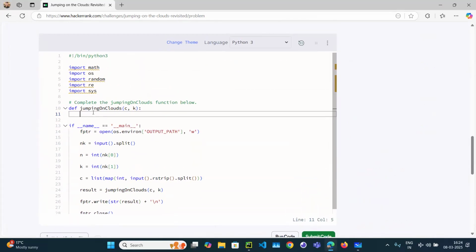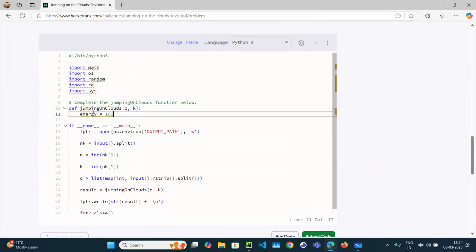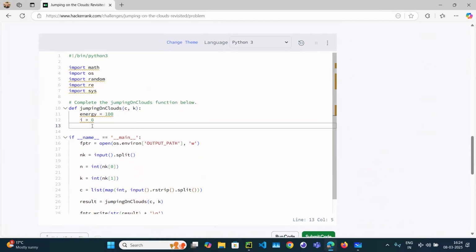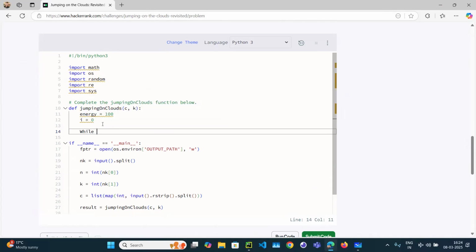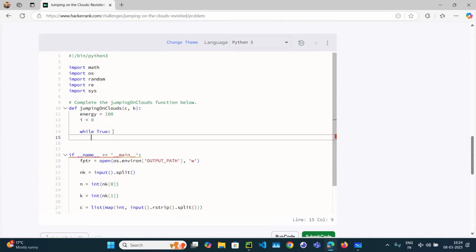So energy is equal to 100. We have the initial energy given, equal to 100. From where do we need to start? We need to start from the i is equal to 0 position. While true, because we don't know how many jumps we need.